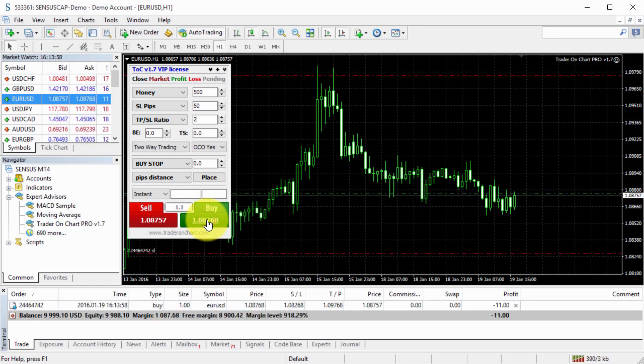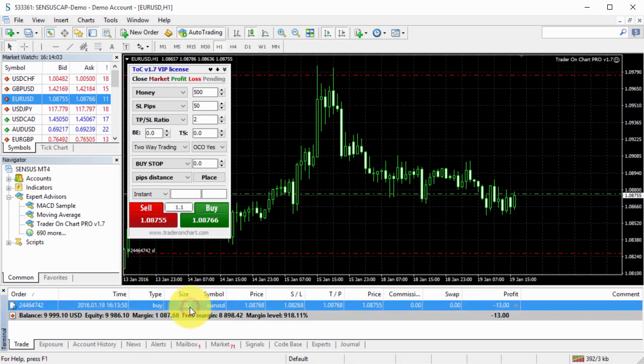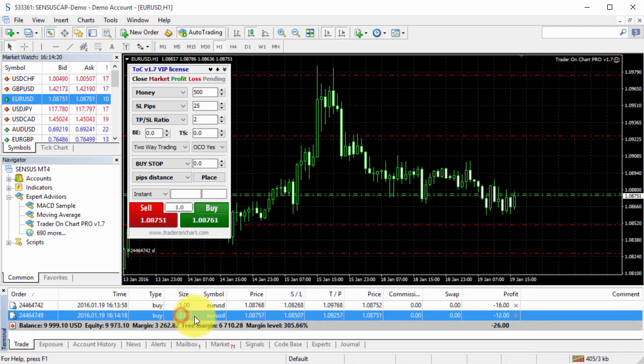I click buy, and it calculates immediately that I need a full lot size to risk $500 with a stop loss of 50 pips. If I make my stop loss smaller and then buy another trade, it will open 2 full lots. So now both of these trades, if they hit stop loss, both of them will lose $500 each. That's how it works.